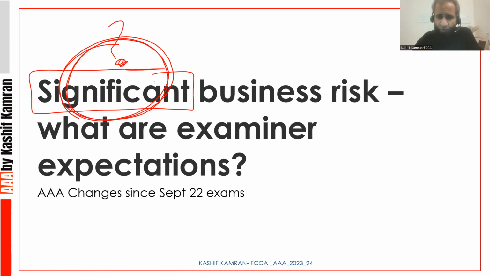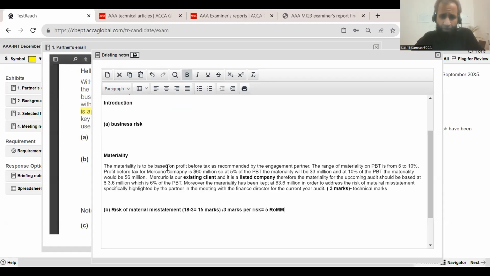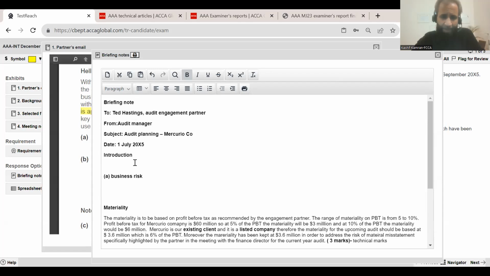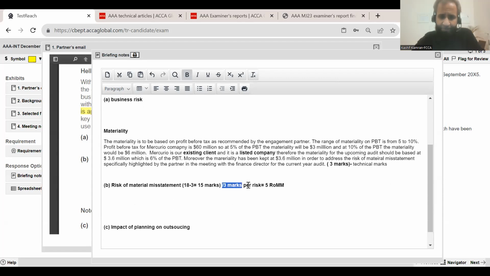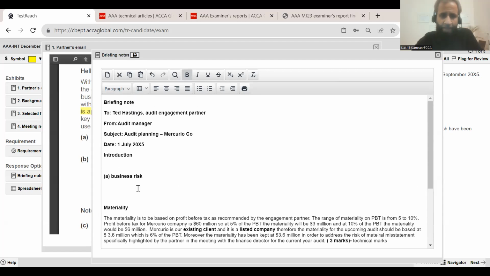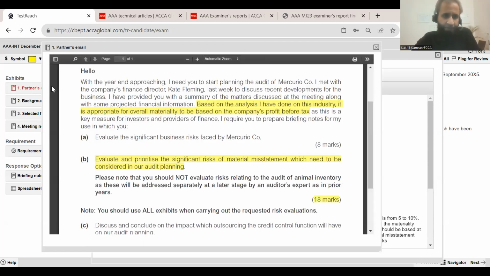Just let me show you an example for that, and we'll read the examiner report for it. You go back to your briefing note on the exam portal, and we were looking at the materiality paragraph, something like this. And I've given you the marking scheme that 3 marks is for materiality and the rest would be for ROM, 18 minus 3. Okay, business risk. If you open up the partner email, it says evaluate the significant business risk. So we need to evaluate the significant business risk.